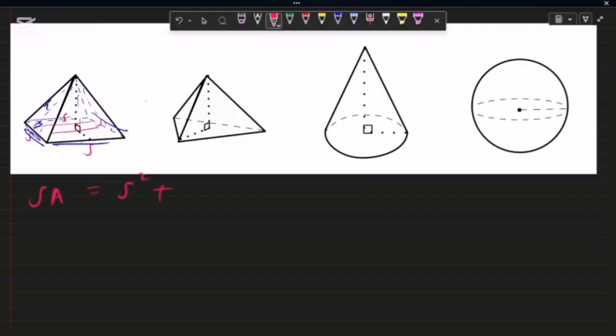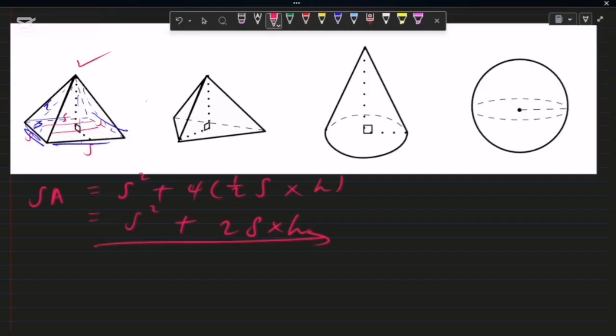What we do is we say 4 times the area of one triangle. Okay, the area of one triangle is half the base, which is the side in this case, times the perpendicular height, which is h. And then we can say side squared, and 4 times a half is 2. So it will be 2 times the side times the perpendicular height. Okay, so this is the total surface area of this guy.